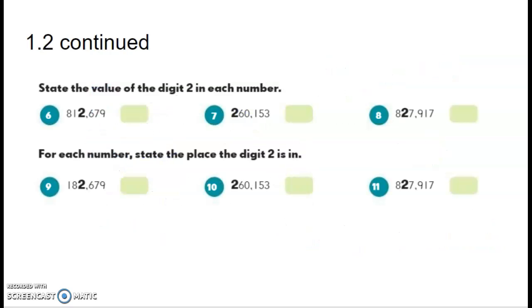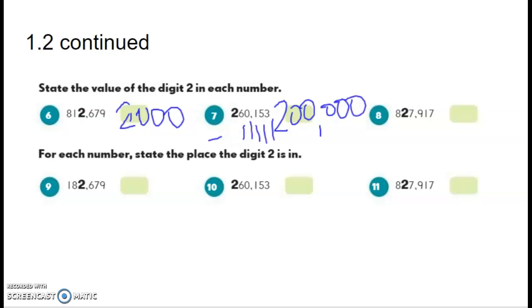Now, state the value of the digit 2. A lot of those were just the place. So now we're stating the value of the digit 2. So this one, we have the 2 in the thousands place. So the value is 2,000. Number 7, it's in the 100,000s place. So I have 200,000 is its value. Remember, I can count and say 1, 2, 3, 4, 5 places after. So I need to put 5 zeros to make sure it ends up in the right place.